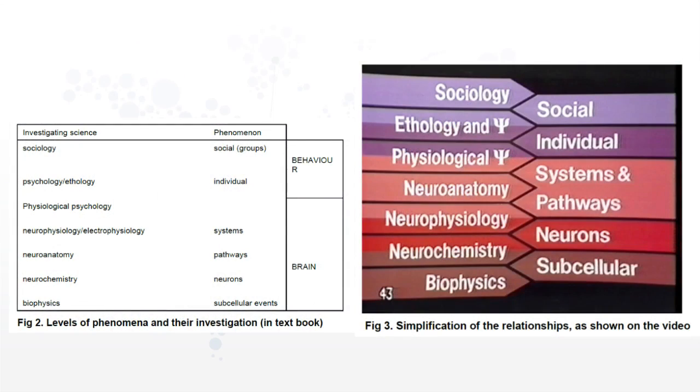First of all, the discipline of electrophysiology has been omitted completely. That was there in figure two. Systems and pathways in figure two are combined in one band on the right of figure three. So the discipline of physiological psychology is shown related to both of them instead of just to systems. So in other words, it's not quite true.